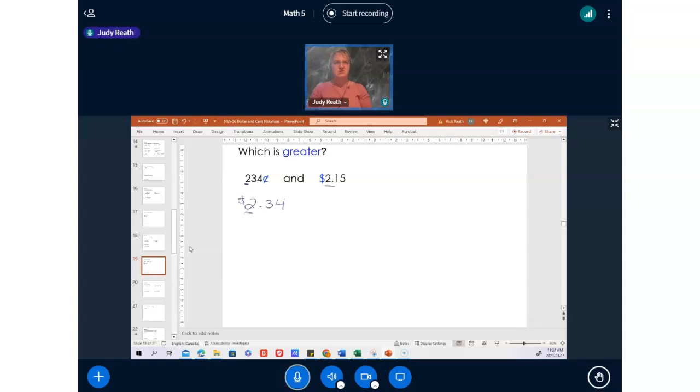$2 and $2 is the same. 30 cents and 15 cents, there's our difference, right? So we know that this one is the bigger number. So it gets fairly easy to tell as long as you know how to change from the cent notation to the dollar notation.